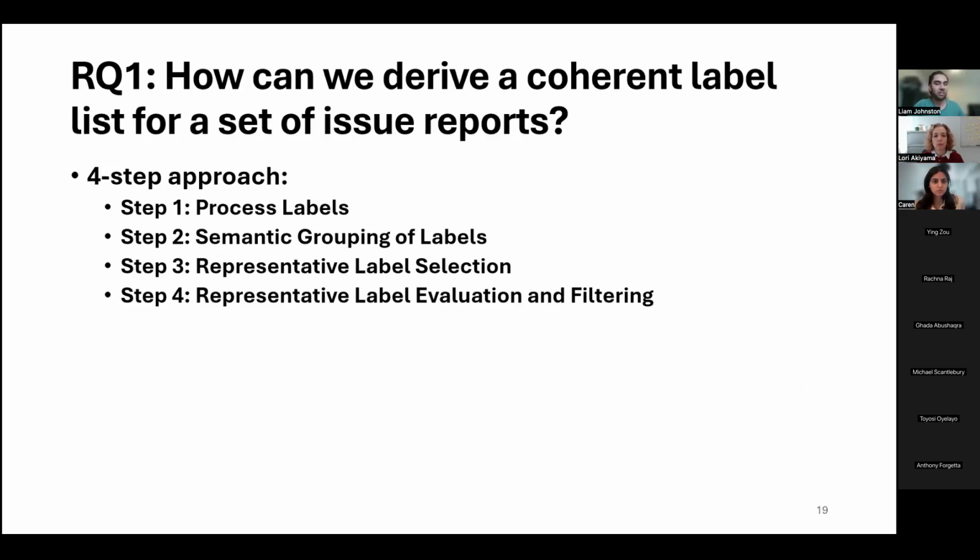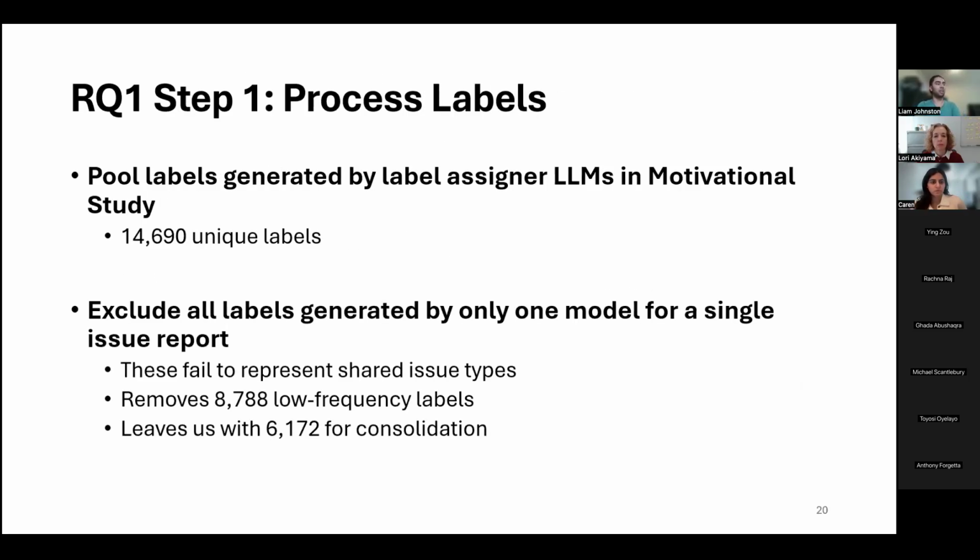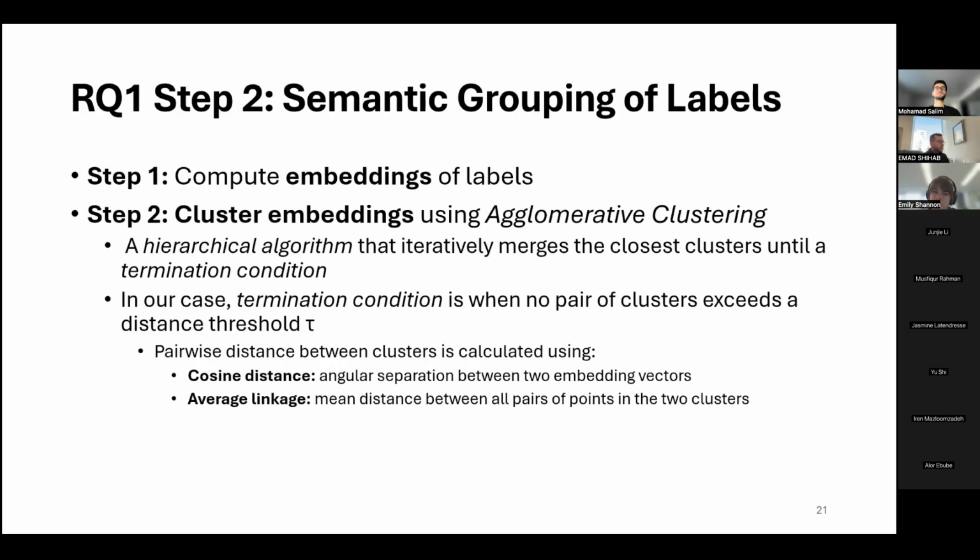We have a 4-step approach. First, we process the labels, we group the labels, we select representatives of the groups, and then we evaluate the representatives. So for step 1, process labels, we first pool the labels generated by the label assigners in the motivational study. That gave us 14,000 unique labels. And then we exclude all labels generated by one model for a single issue report because, like I said earlier, these fail to represent shared issue types. That chopped off about 8,000 low-frequency labels right away, leaving us with 6,000 for consolidation, which brings us to our next step, the semantic grouping of labels.